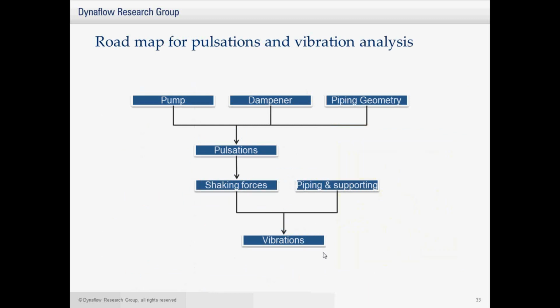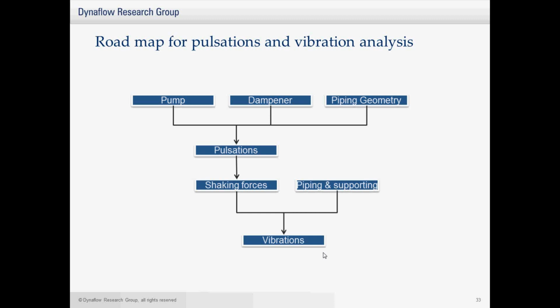Okay, so this basically covers all of the aspects in the pulsation and vibration analysis. I've covered the pump, which causes the initial acoustic excitation, a dampener, with which we try to dampen the initial excitation, and the piping geometry, which determines our acoustical natural frequencies. Those combined determine the final level of pulsations. If acoustical resonance occurs, you can expect large pulsations.